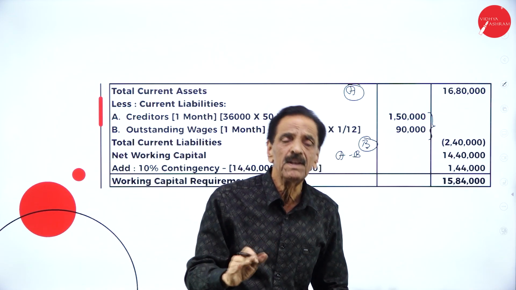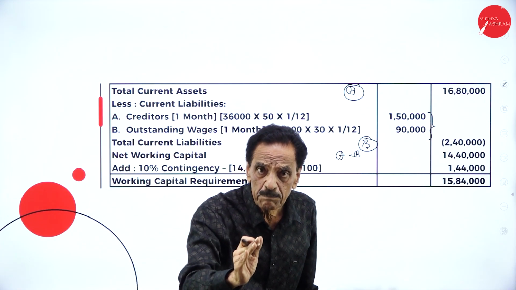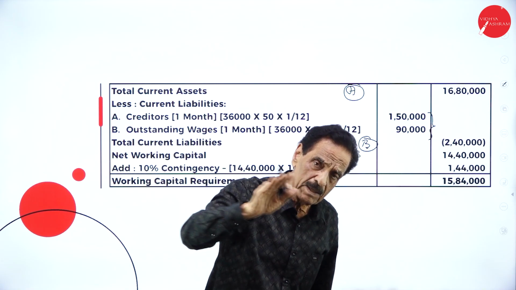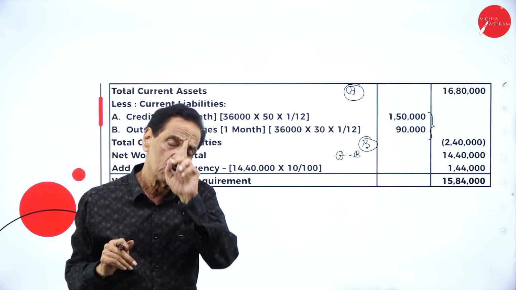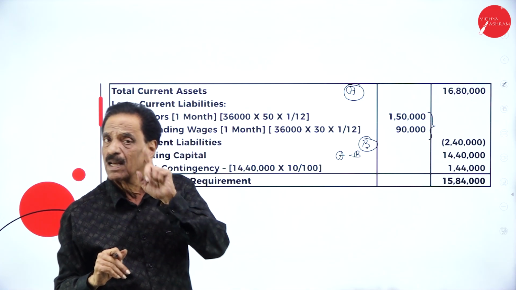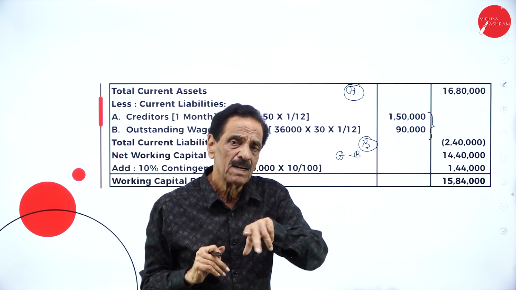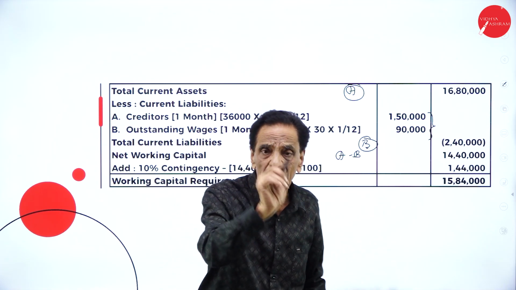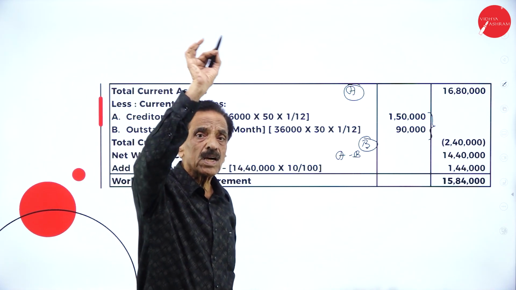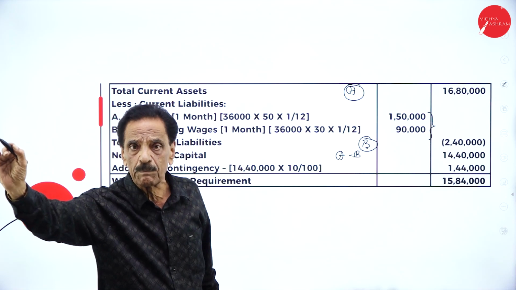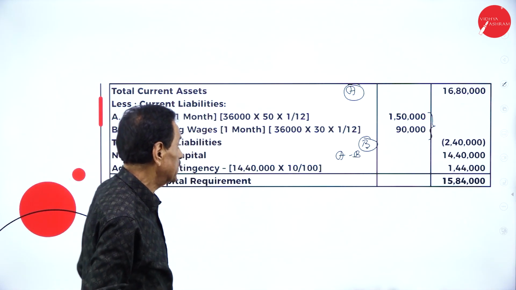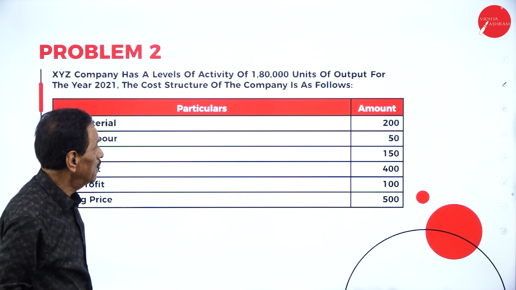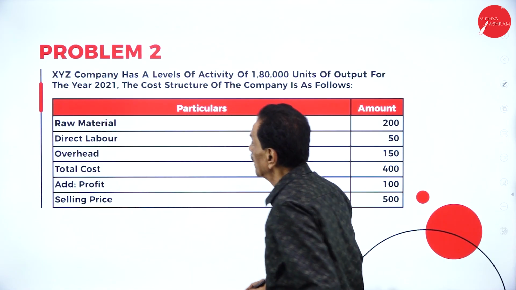So they are given. You have to take raw material 100%, labor 50%, overhead 50%. For cost of finished goods, you have to take material, labor, factory, and office and administration. Debtors on the cost price. Don't consider profit and the selling price. Don't consider depreciation. Hope you understand this point. Then move on to the second problem.